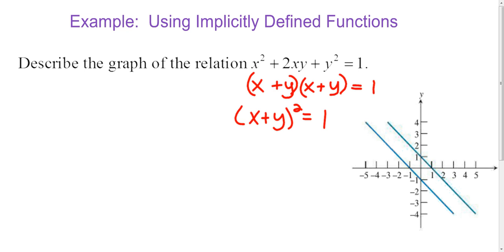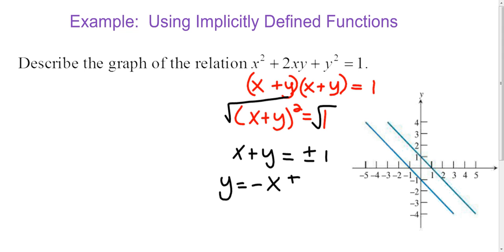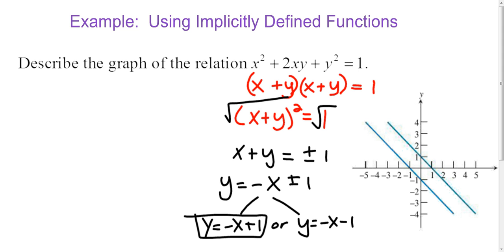And I want to solve this for y, so I want to get y by itself. So I will square root both sides, and I will have x plus y equals either positive or negative 1. So then y will be negative x plus or minus 1. What that means is that y could be negative x plus 1, or y could be negative x minus 1. And these are your 2 implicitly defined functions, where if you look at them separately, they're functions. If you look at them together, they're not.